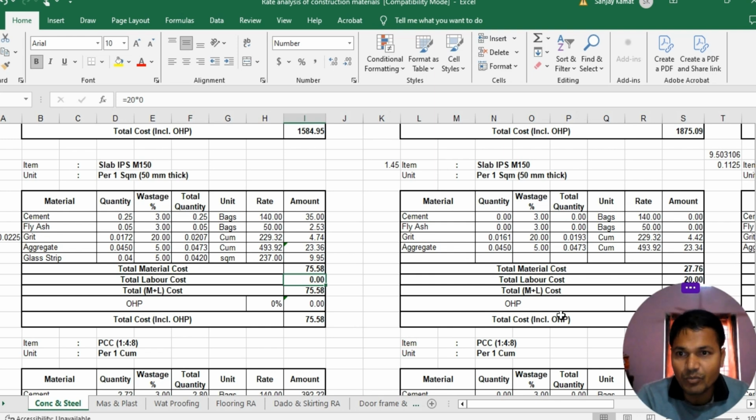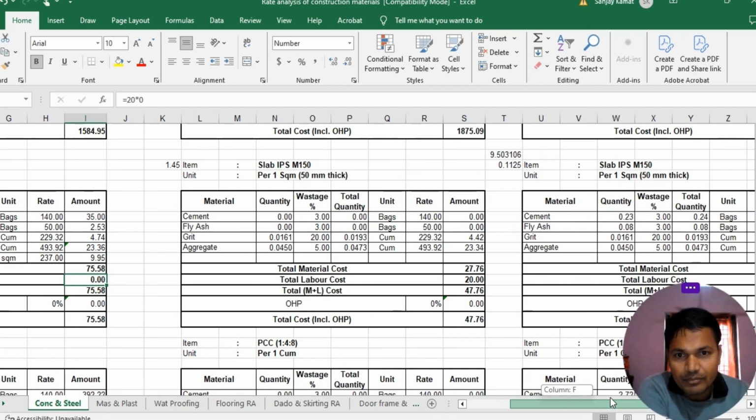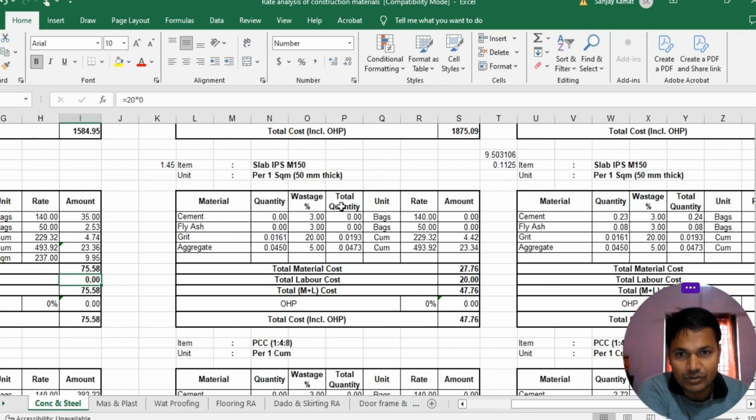Okay, so now this time again we are going to make another slab, which is of 50 thickness. And this time also, which grade of concrete will we use? We will use M15 grade of concrete. Material is cement, fly ash, and grit aggregate only. Previously we had taken the glass strips also. Now we will not take the glass strips. Without glass strips we will do the rate analysis.